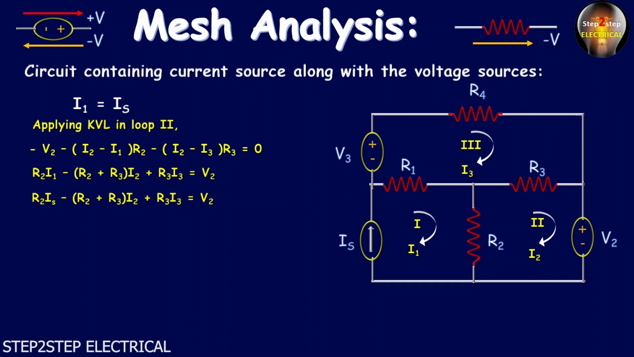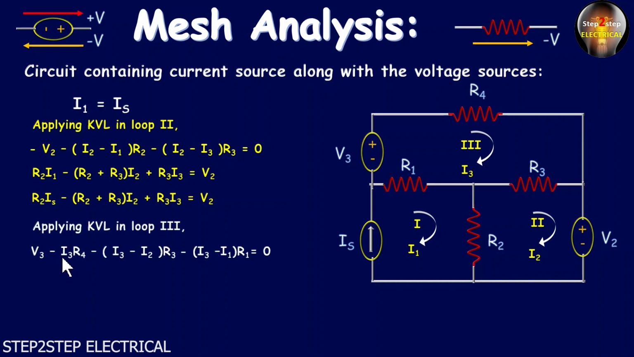Okay. Now let's apply KVL in loop 3. So on applying KVL in loop 3, we can write V3 minus I3 into R4 minus (I3 minus I2) into R3 minus (I3 minus I1) into R1 is equal to 0. So here V3 is positive. Why? Because this I3 current flows from negative to the positive terminal. Okay, so it is positive, and the rest you know.